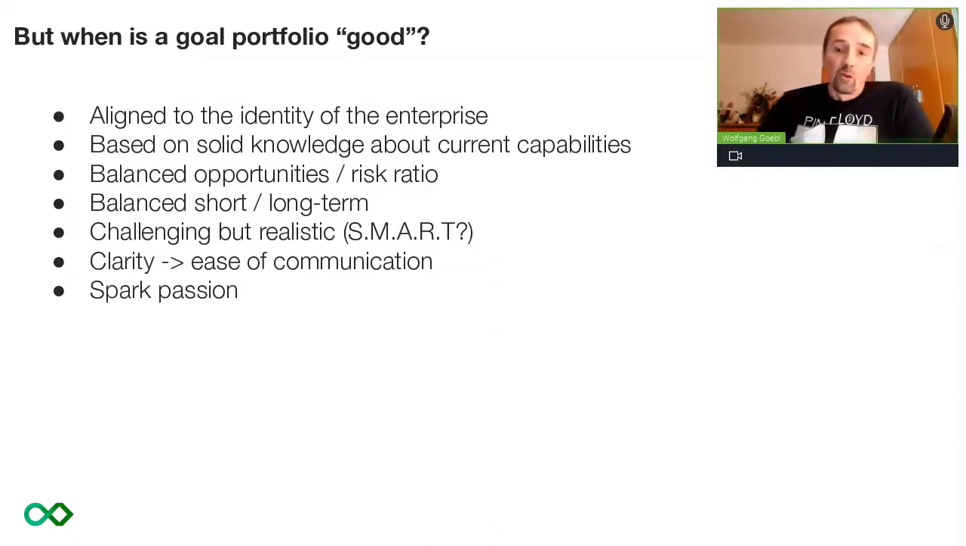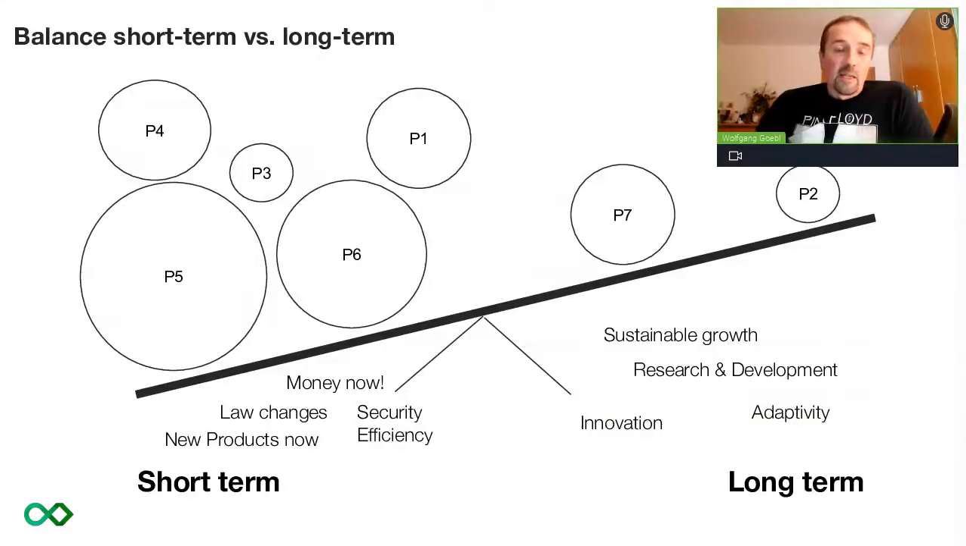Balance short and long term. What we usually see here, companies are not good in medium and long term goals. Because usually you have an owner and they say, I want to make more money now. Next year, I want to increase the revenue. That's a short-term goal. Or we need new products for the market on the left side. Or we have changes in law that are starting next year, for example. Security, efficiency. So there's a lot of noise and a lot of forces that nudge or force the company in the direction of investing in short-term stuff.